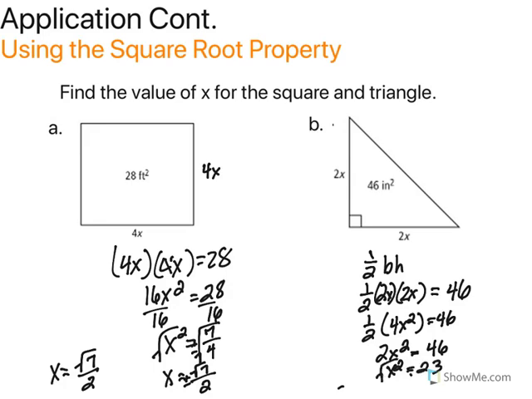And so when we take the square root of both sides, we're going to be left with x is equal to plus or minus the square root of 23. In this case, again, we cannot have the negative root here, so it would just be x is equal to the square root of 23. This is how we solve problems using the square root property.